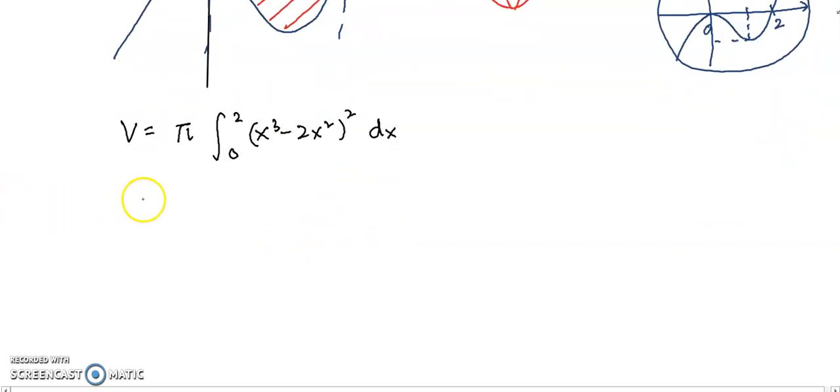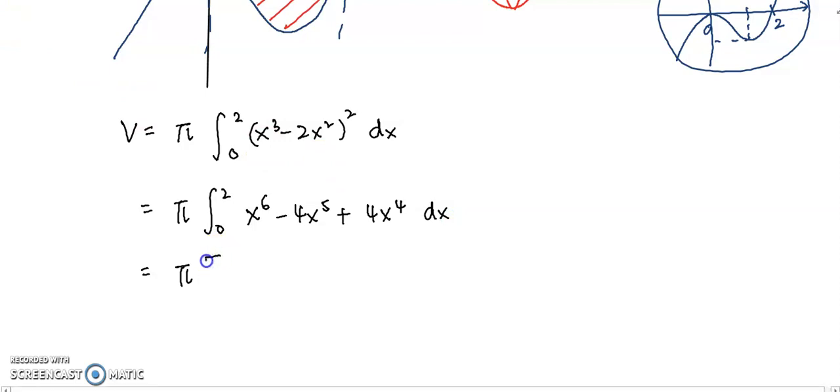So just expand the function. Before you integrate, you need to expand it. You get x to the power of 6 minus 4x to the power of 5 plus 4x to the power of 4. Integrate, you have x to the power of 7 over 7 minus 4x to the power of 6 over 6 plus 4x to the power of 5 over 5, integrated from 0 to 2.